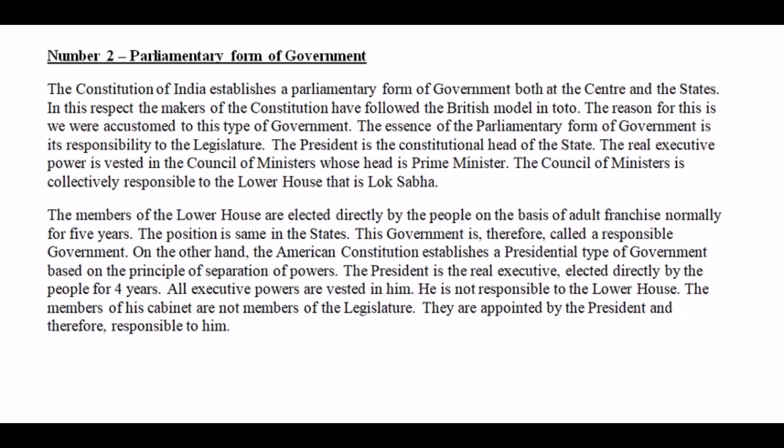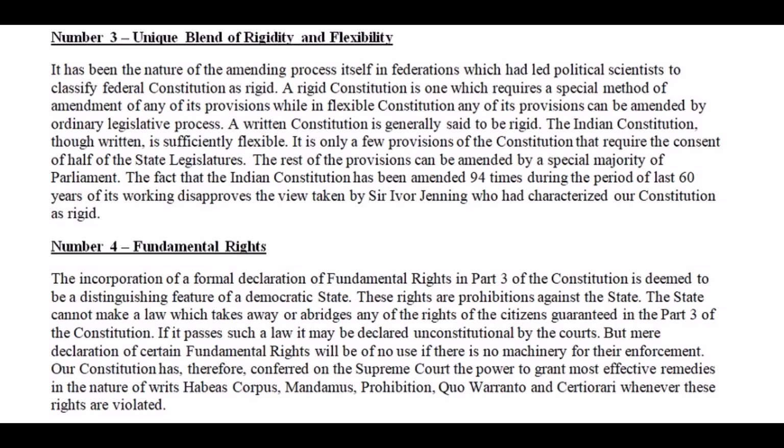On the other hand, the American Constitution establishes a presidential type of government based on the principle of separation of powers. The President is the real executive, elected directly by the people for 4 years. All executive powers are vested in him. He is not responsible to the lower house. The members of his cabinet are not members of the legislature. They are appointed by the President and therefore responsible to him.